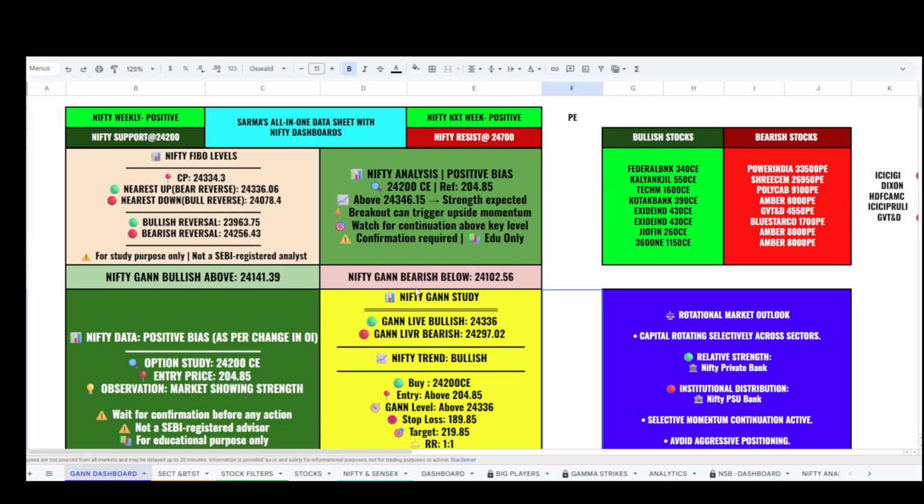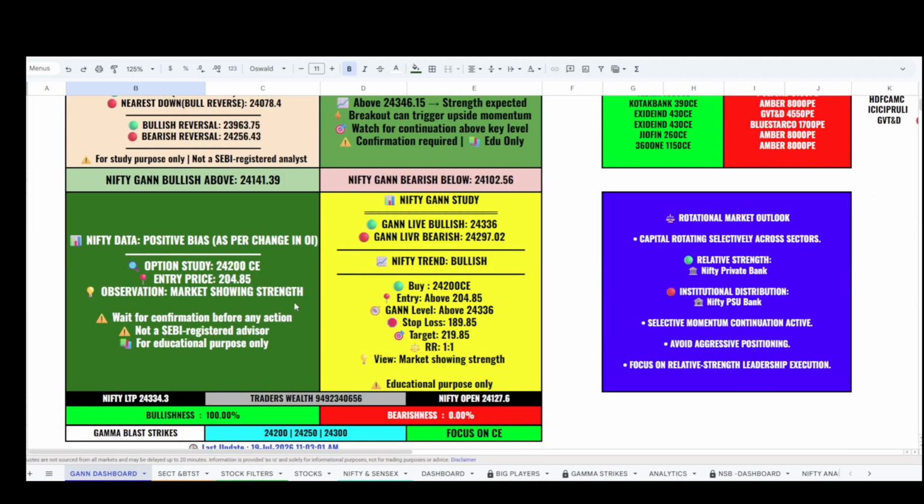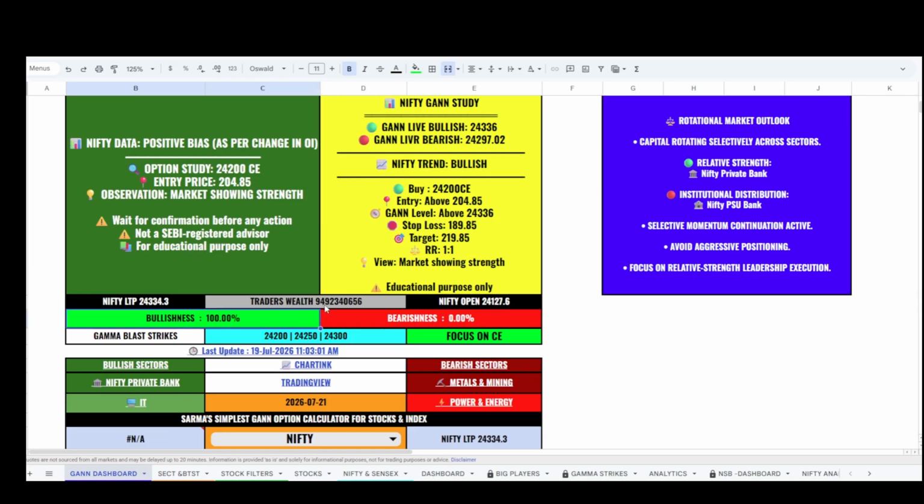So if you want to trade in Nifty, there is Nifty information. All the information is given in Nifty. And this dashboard tells you the Fibonacci levels, GAN levels, open interest levels, OI change, and momentum analysis, and strike price analysis. For example, where is the support and resistance, whether overall negative or positive, weekly positive or weekly negative, and then we have the overall bullishness and bearishness, and we have gamma strikes. Interestingly, I have developed the gamma strike prices recently. I have added them to this.